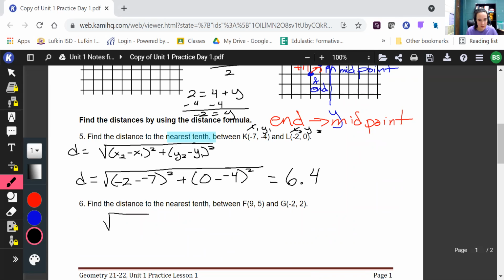So using the distance formula, we've got our x and y's. So y2 is 2 minus y1, which is 5, squared, plus x2, which is negative 2, minus x1, which is 9, plus y2, which is 2, minus y1, which is 5, squared.